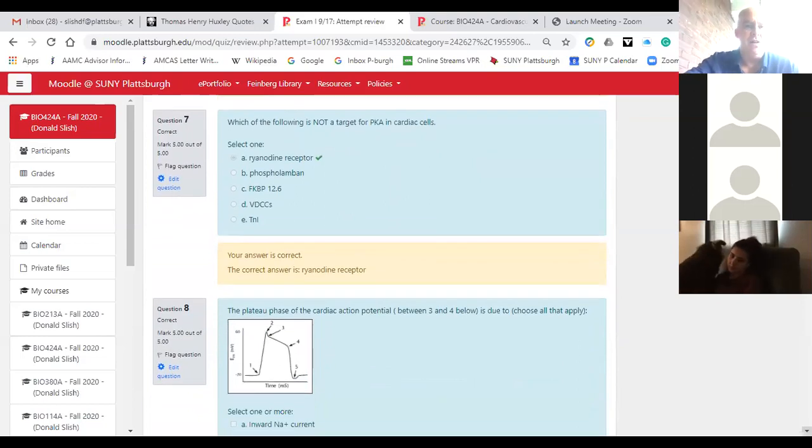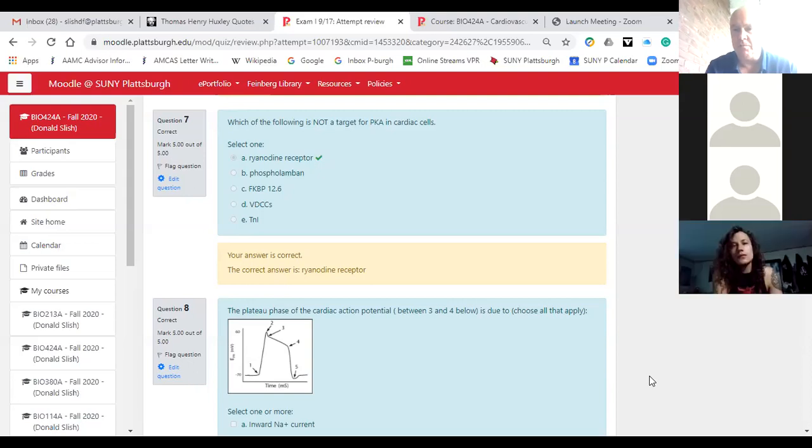Which of the following is not a target for PKA? And that is the ryanodine receptor. FKBP 12.6 is a target, and this regulates the ryanodine receptor, so they're related, but this is not directly phosphorylated.